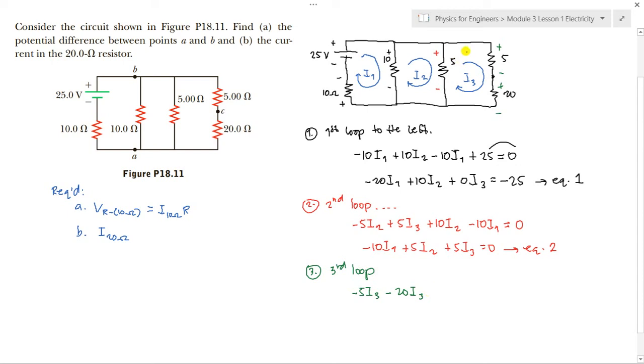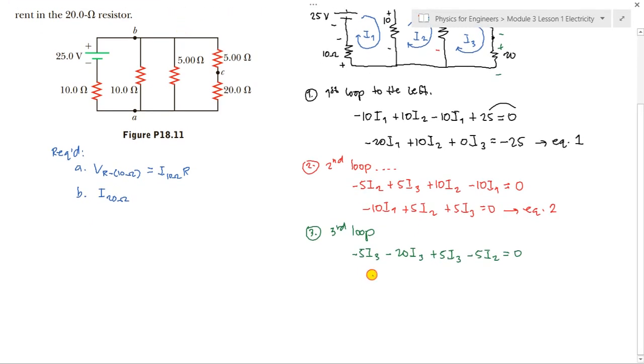Next, last one is the 5 ohm resistor which interacts with I3 and I2. So let's start with I3. For I3, since this is the sign of the terminal, from negative to positive, voltage increase. So we have plus 5 I3. Next, for I2, since that is from positive to negative, we have voltage drop. That would be minus 5 I2 is equal to 0.